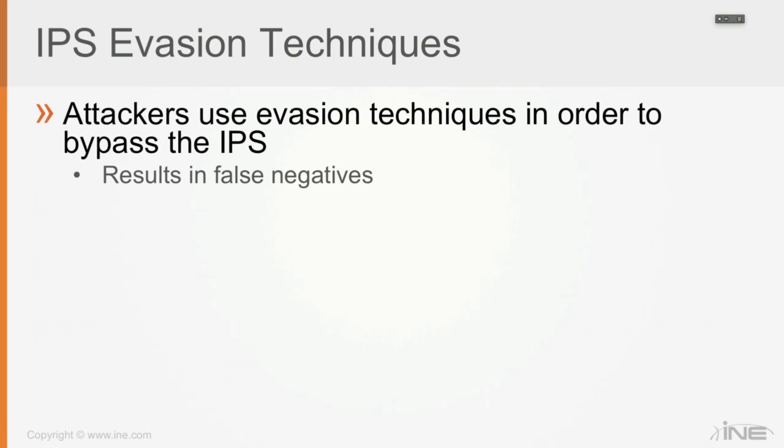Now, of course, nowadays advanced malware protection systems or sandboxing are being evaded or avoided by attackers, because attackers are aware that a lot of companies have sandboxing or advanced security tools in their networks. Back in the days with IPS, of course, the attackers knew about companies having IPS in the network, and they deployed a lot of evasion techniques. So attackers use evasion techniques in order to bypass the IPS. The scope is to result in false negatives.